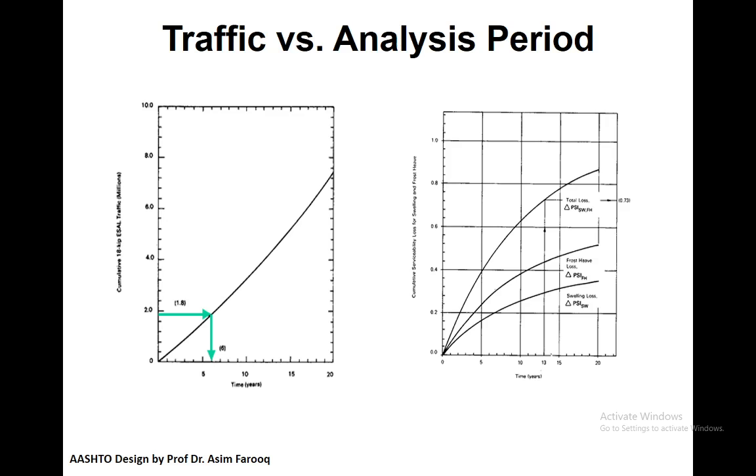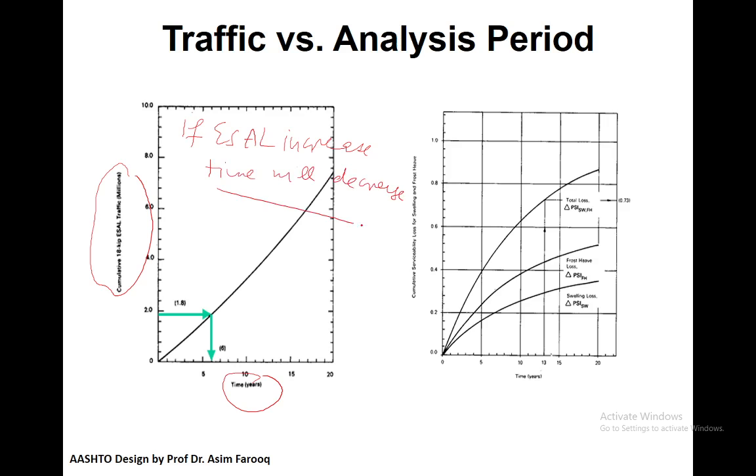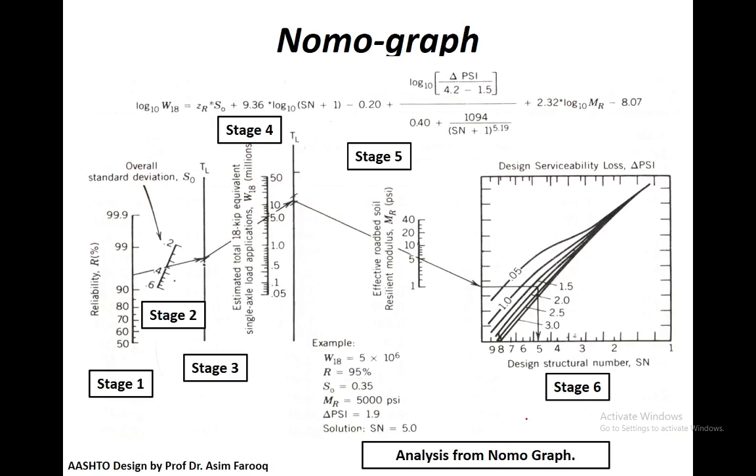This is one factor which shows that, for example, if the ESAL value is increasing with the passage of time, the time will actually decrease. As you can see here, if we have different parameters and the losses or roughness in the pavement is increasing, the analysis period, or the design period, or the operating period will be reduced. We can also select this from the nomograph to determine the same formula. So this is basically stage number 1.